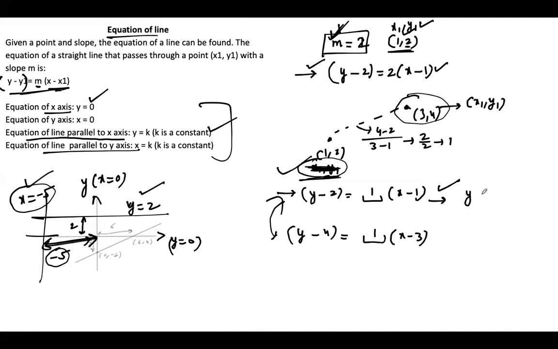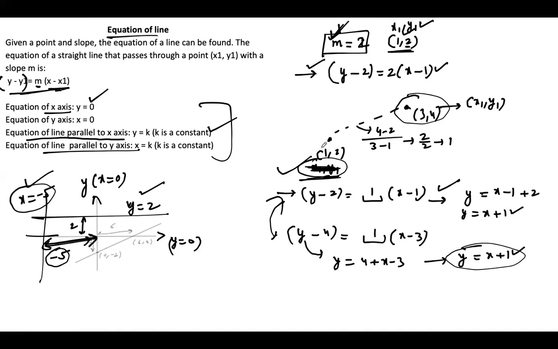y is equal to x minus 1 and there's a plus 2. So this equation will be y is equal to x plus 1. Let's check it out. y is equal to 4 plus x minus 3, which is also y is equal to x plus 1. So you take whichever point, if you are talking about the same line and these 2 points lie on it, whichever point you are taking, they'll get you the same equation.